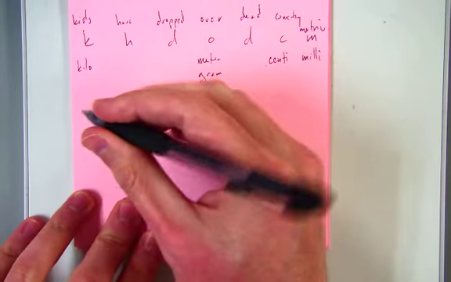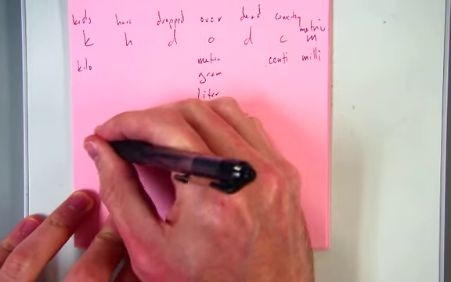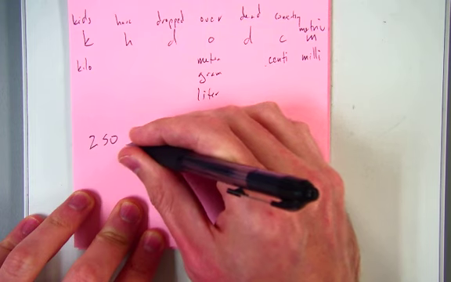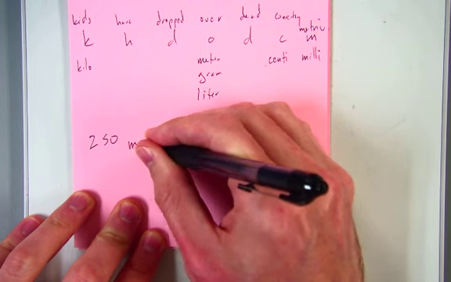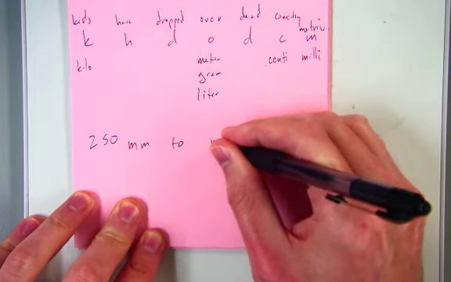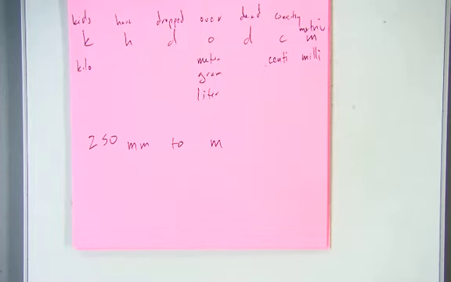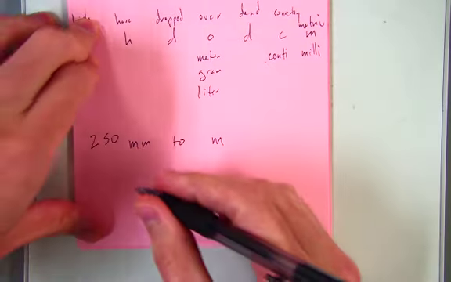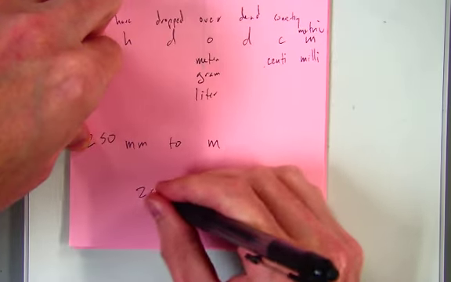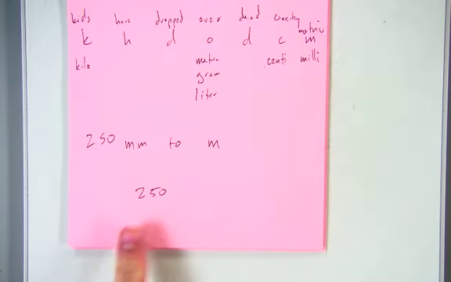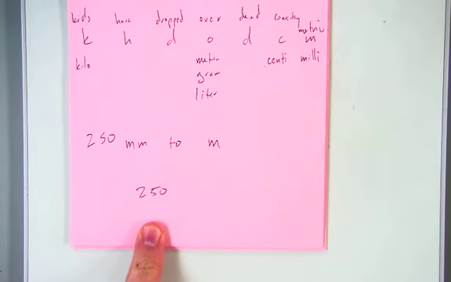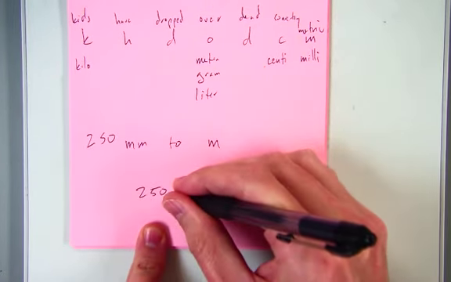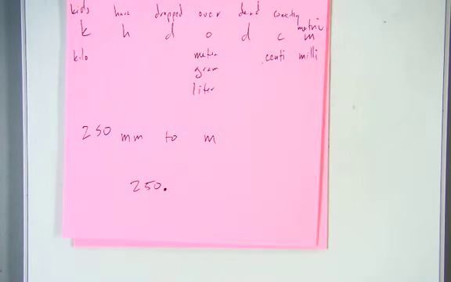So if I want to change 250 millimeters to meters, what I'm going to do is bring my number down, and I'm going to find the decimal place. There's no decimal written here, but we've learned that when we have a number that has no decimal, it's going to be after the last digit. So the decimal is right here.